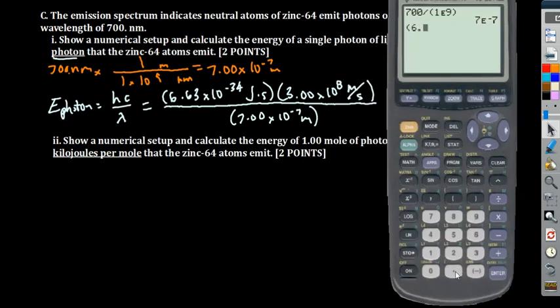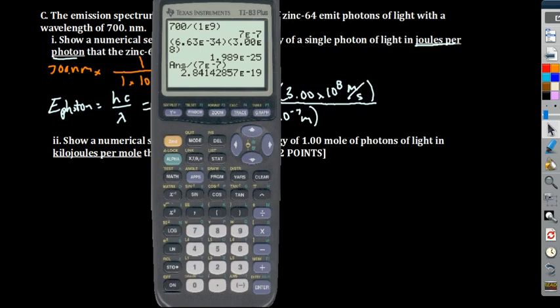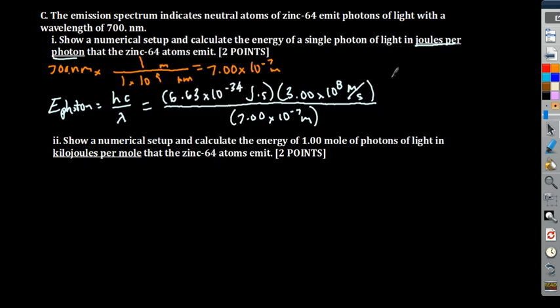So Planck's constant, notice how I'm putting it in parentheses, times the speed of light, again in its own parentheses, enter, divide by my wavelength in meters. Again, another number in scientific notation that I'm putting in parentheses. Boom. And so the energy to just three significant figures is going to be 2.84 times 10 to the minus 19 joules per photon. It's a really tiny number, right? But that's the amount of energy carried by just one single photon.